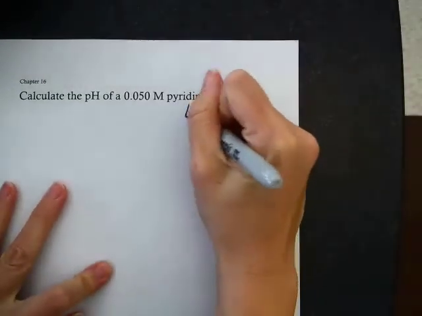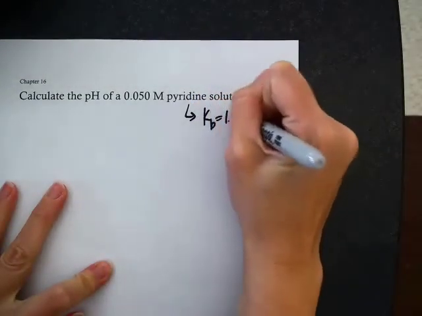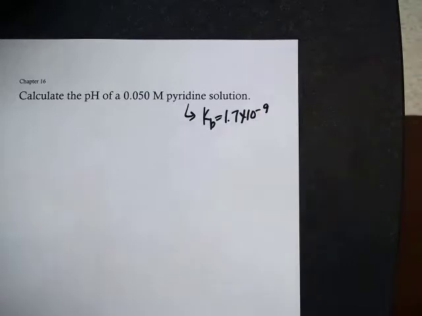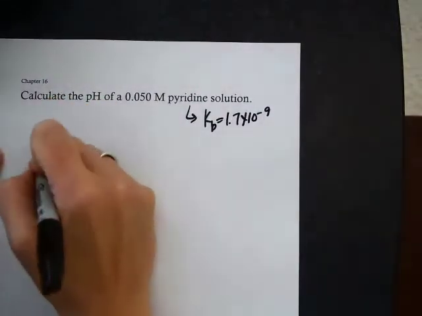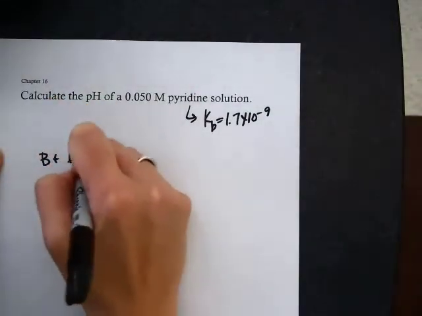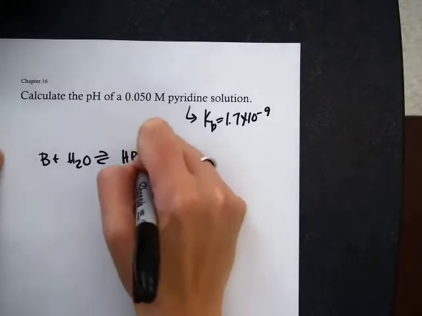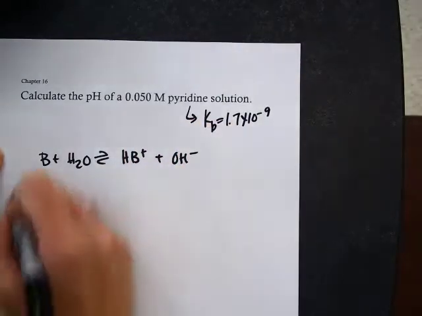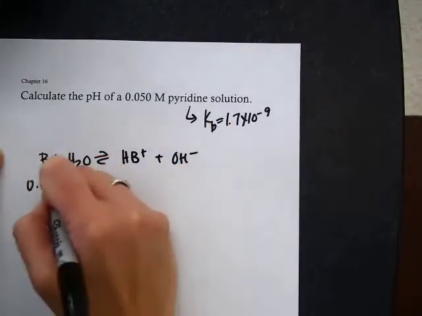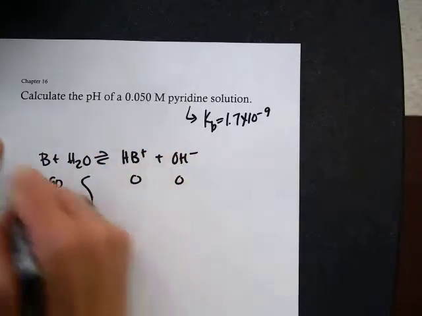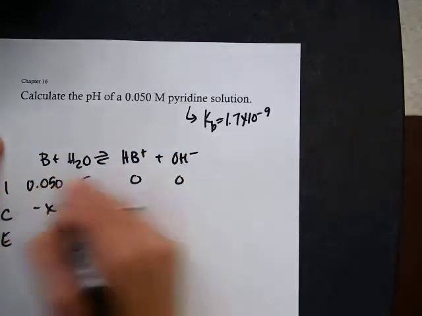But because I found a Kb for it, I can treat this as a weak base. I don't really even need to know the formula. I can just go from there. Writing the equation is the hardest part usually for a weak base problem. The base gets combined with water to make the base plus hydrogen and OH minus.